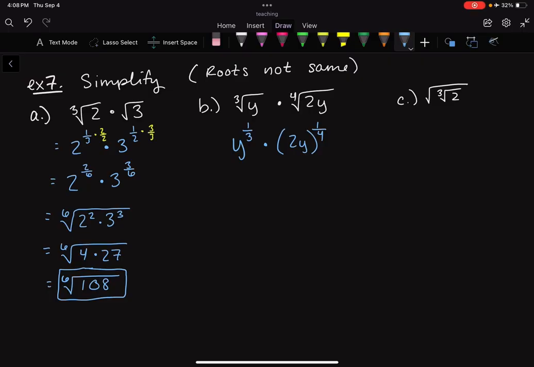So I need these to have the same denominator. So 3 and 4, I can get them both to be 12. This is 4 times 4. This is 3 times 3. I get y to the 4/12 times 2y to the 3/12.